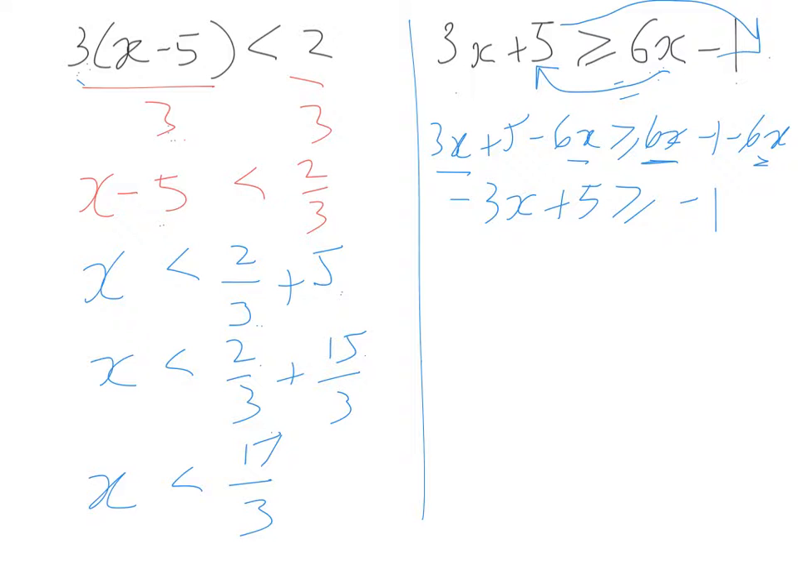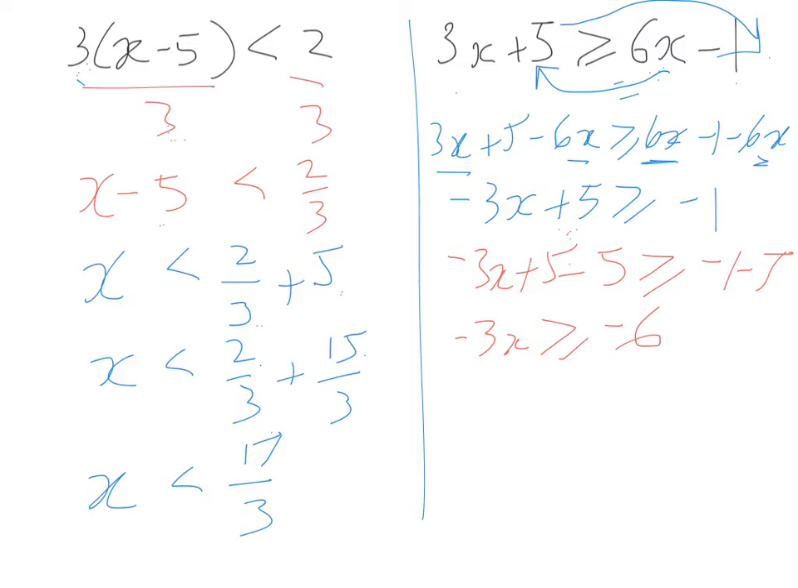So now from there we want to remove this plus 5, so we've got to subtract it from both sides. So negative 3x plus 5 minus 5 is greater than or equal to negative 1 minus 5. So we'll have now negative 3x is greater than or equal to negative 6.